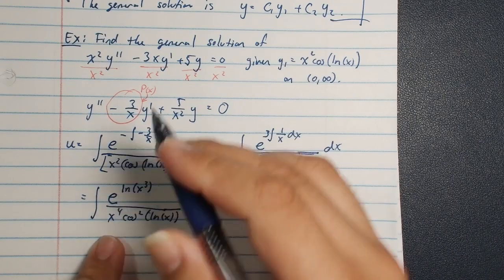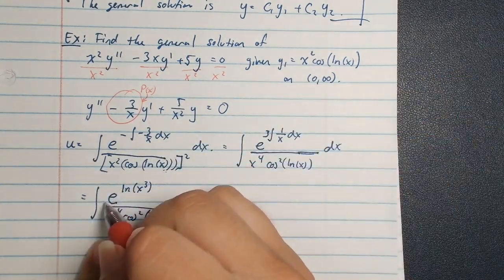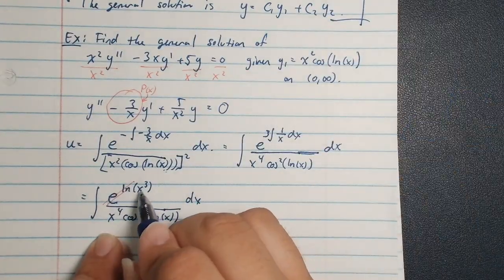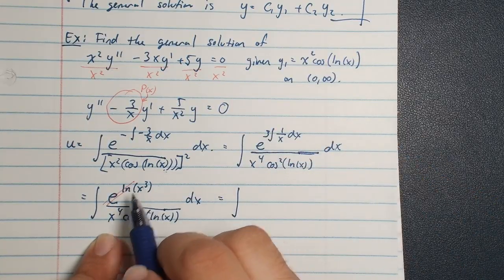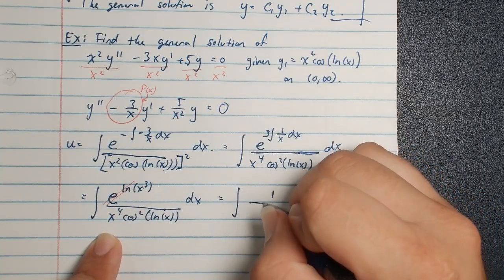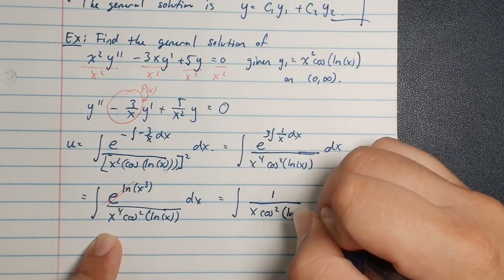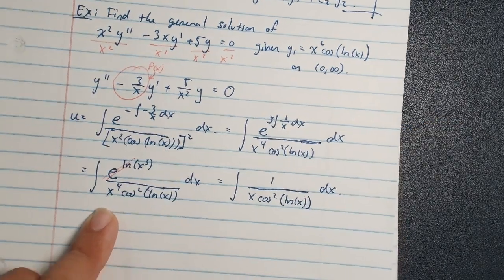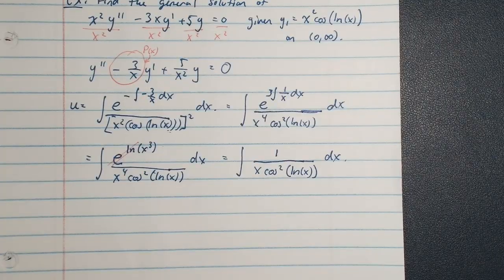So here I end up with e to the natural log of x cubed, which, the way exponentials and logarithms work, I just get x cubed. But now x cubed over x to the 4th, that's just going to give me 1 over x. So I end up with 1 over x cosine squared of the natural log of x dx. Okay. All right, so now we need to integrate that thing there.